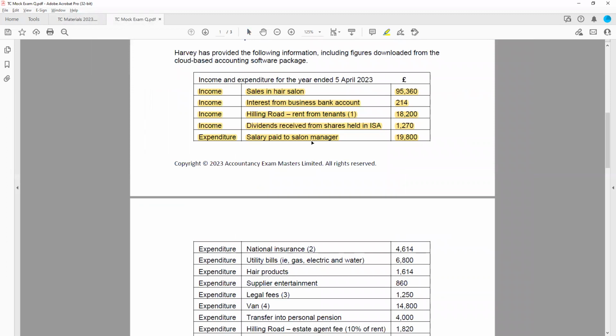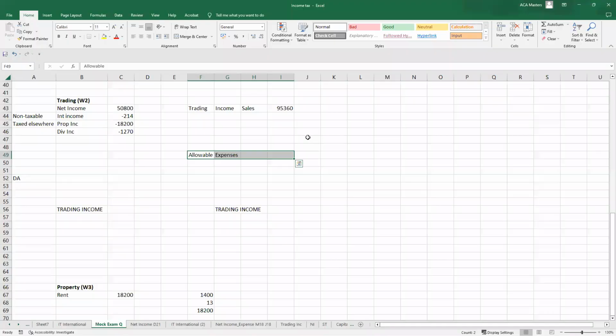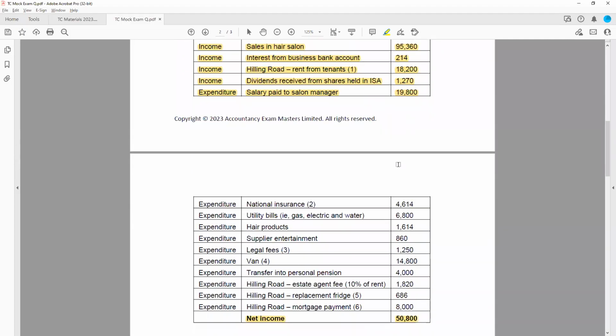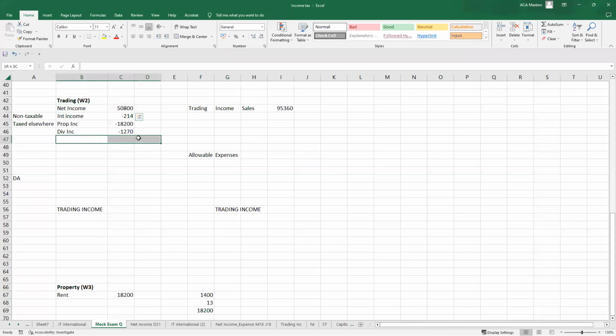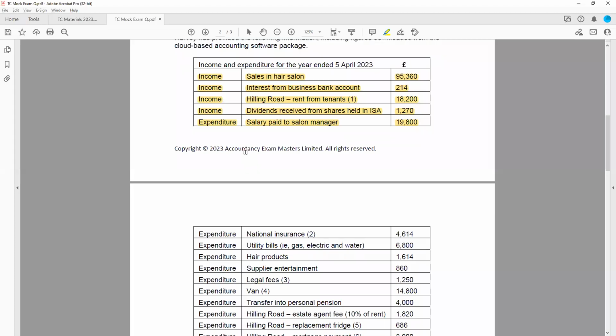So, salary paid to a salon manager, yes, it's allowable provided it's paid within 9 months of the year end, and we're not told it isn't. I don't think many people would be waiting 9 months after the year end for their wages, so assume that it has been paid. So of course, if we started off with this amount, which is already deducted, then it's allowable, so we don't do anything. But if we're using this method here, and we're just including all of the allowable expenses, then we would need to deduct it.